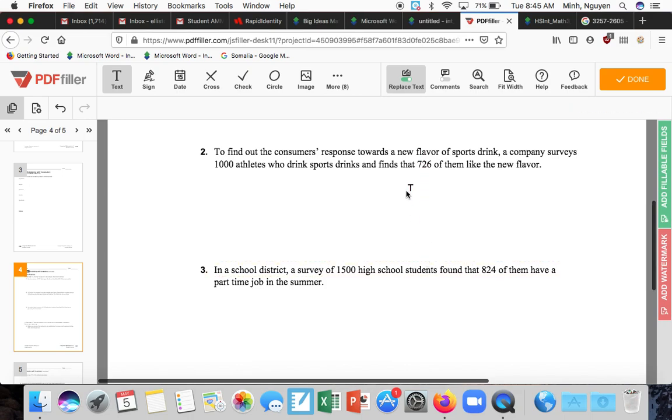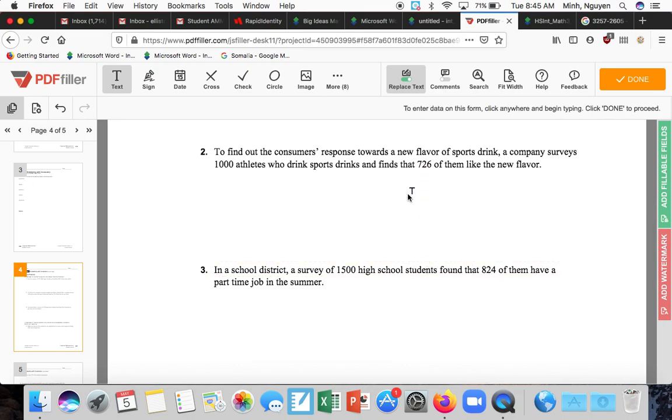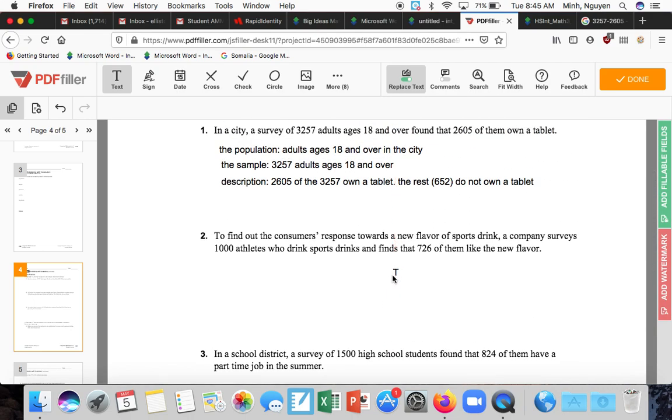To find out the consumer's response towards a new flavor of sports drink, a company surveys 1,000 athletes who drink sports drinks and finds that 726 of them like the new flavor. So the population, well, they're surveying only athletes, so they're coming from a group of athletes. So the population is all athletes who drink sports drinks. The sample is 1,000 of them. 726 like it, and then the rest, 274, do not.